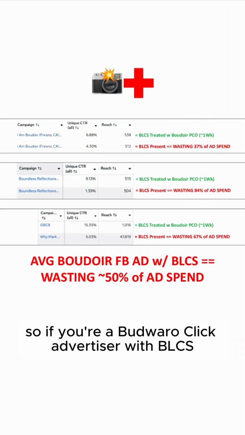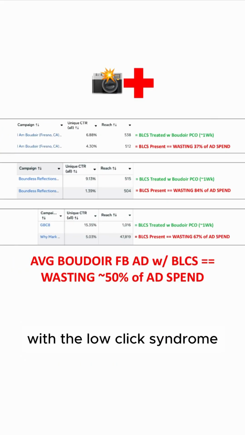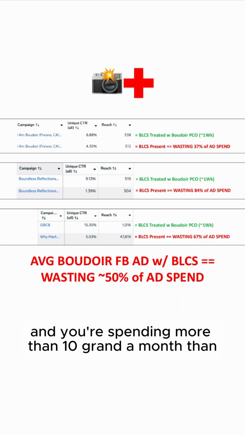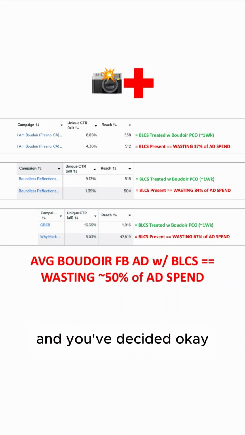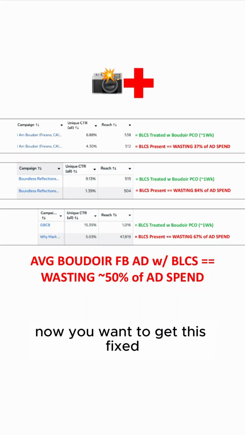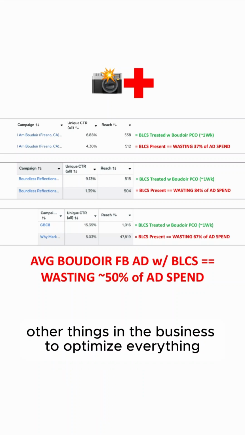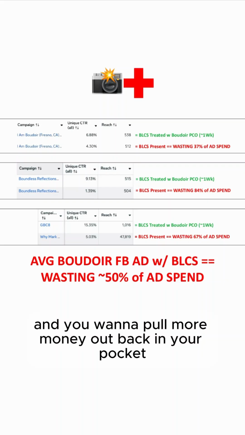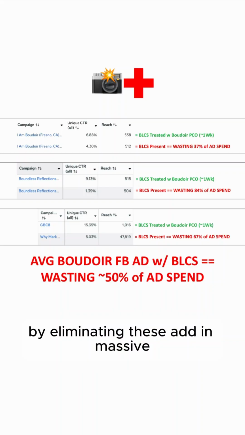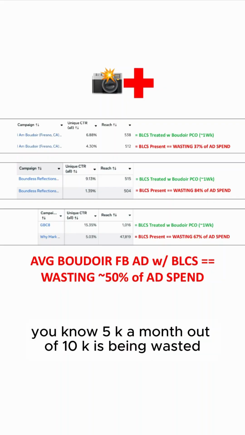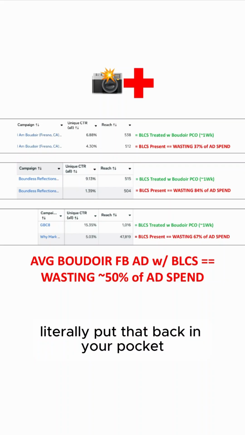So if you're a boudoir low-click advertiser with BLCS, with boudoir low-click syndrome, so BLCA with BLCS, your unique CTR is under 6%, and you're spending more than 10 grand a month on boudoir Facebook ads, and you've decided, okay, now you want to get this fixed. You've done other things in the business to optimize everything, pull more money out of it, and you want to pull more money back into your pocket by eliminating these massive ad inefficiencies. Literally, on average, it's like 5K a month out of 10K being wasted. Literally, put that back in your pocket.